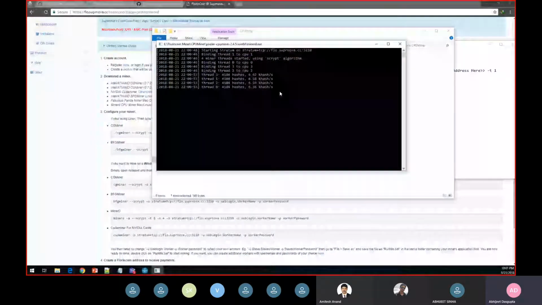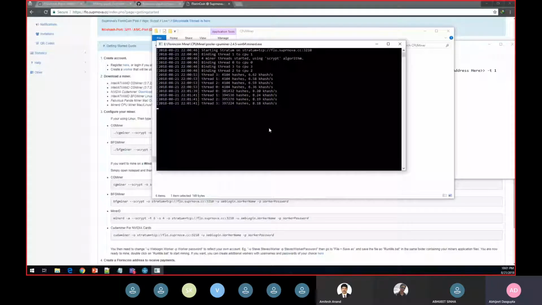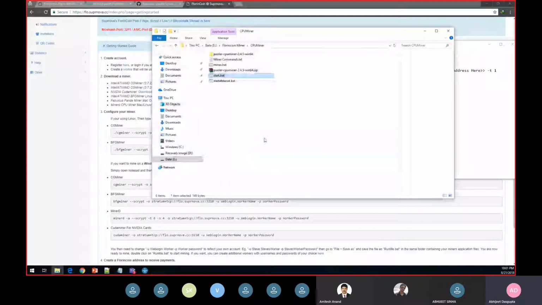If you see, this entire process just runs, and your CPU consumption goes to a very high level because your entire CPU is currently being used for this mining operation. To stop this, you just need to press Ctrl+C, and the process will stop. So that is how we can use the CPU miner to mine Florincoins over a mining pool on Livenet.